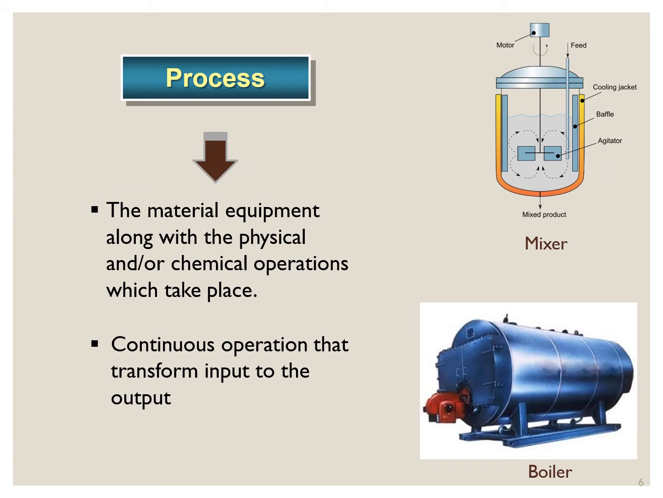I explain again about the process. What is a process? It is the material and equipment along with the physical and or chemical operation which takes place. Normally a process is a continuous operation that transforms input to output. Examples of the process: this one is a reaction, this one is a heating process.